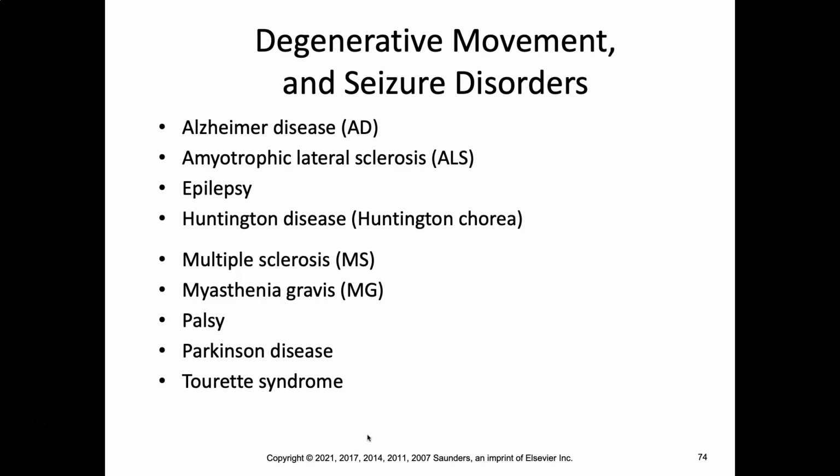And now there are service dogs that can alert them so that they can be in a safe place or have someone around them that can help them when they're going to have a seizure. Huntington disease, MS, I talked a little bit about.